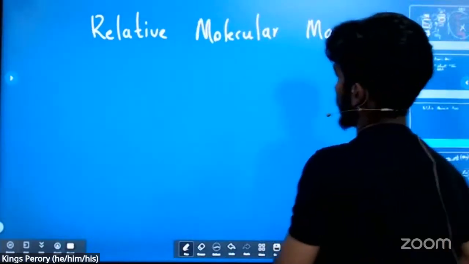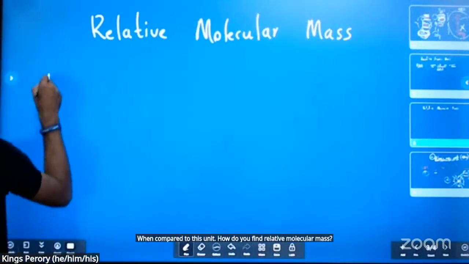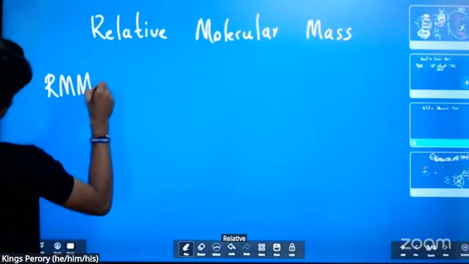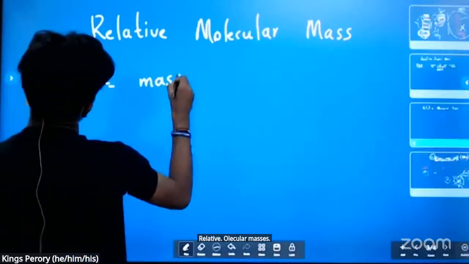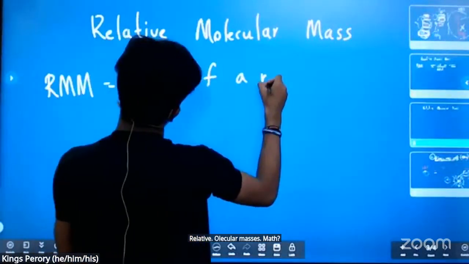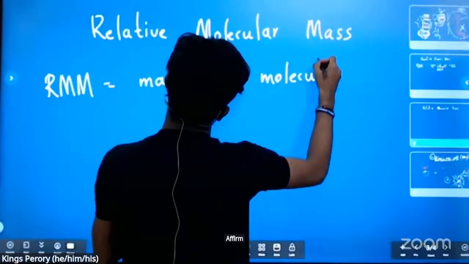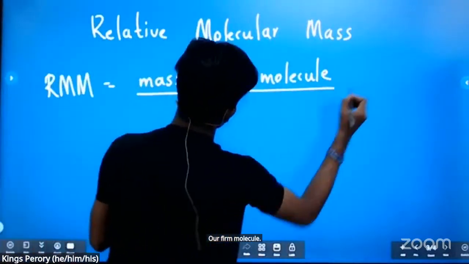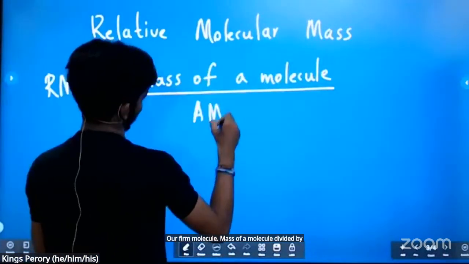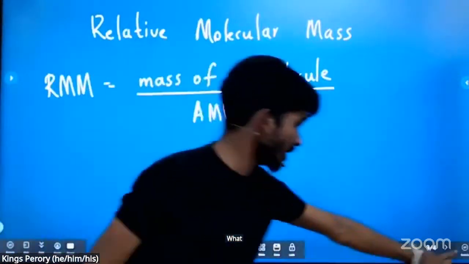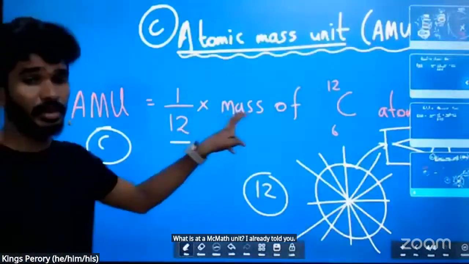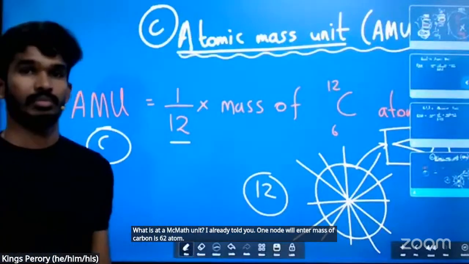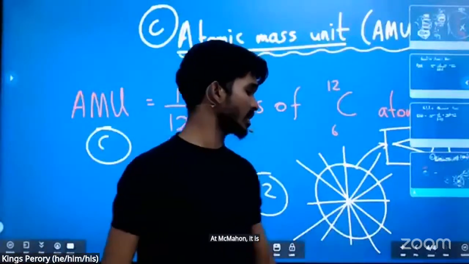How do you find relative molecular mass? Relative molecular mass is the mass of a molecule divided by the atomic mass unit. What is the atomic mass unit? I already told you: 1 over 12 into the mass of a carbon-12 atom. Atomic mass unit is 1 over 12 into the mass of a carbon-12 atom.